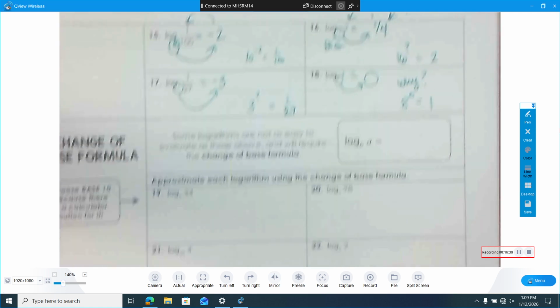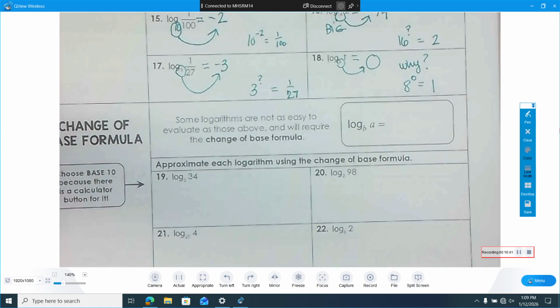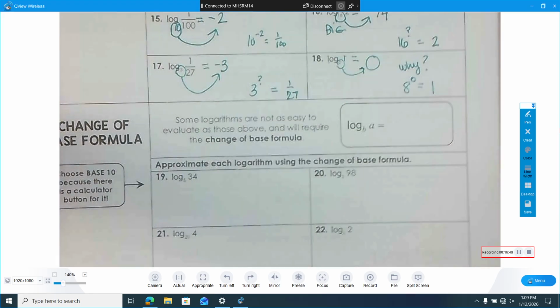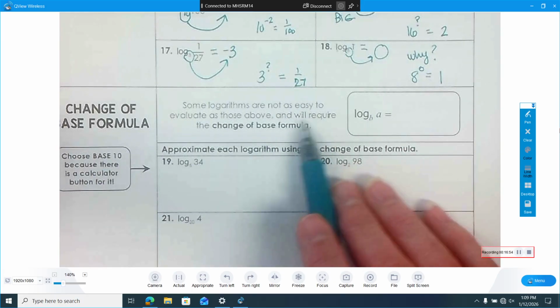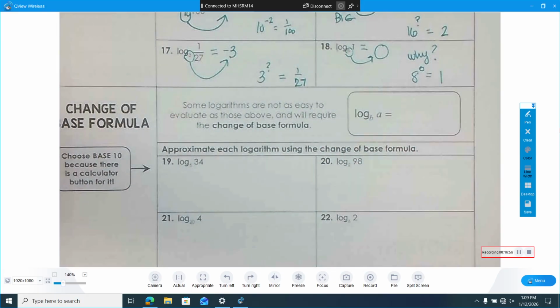All right, some logarithms are not as easy to evaluate as those above. These were all very friendly. They're nice exponents and powers that we've used for quite a few years, but they're not always so nice. Some logarithms are not as easy and will require the change of base formula.